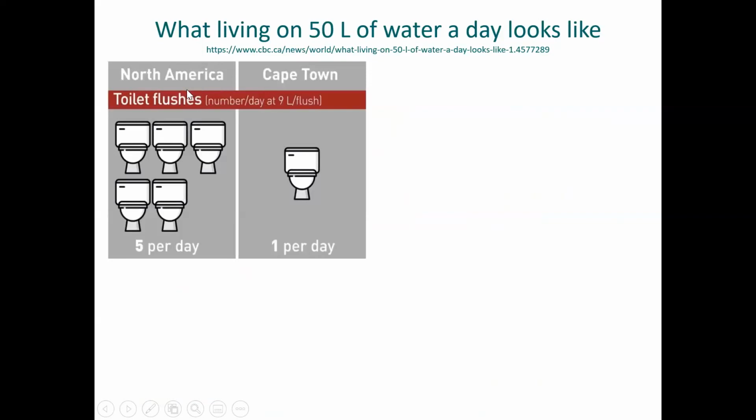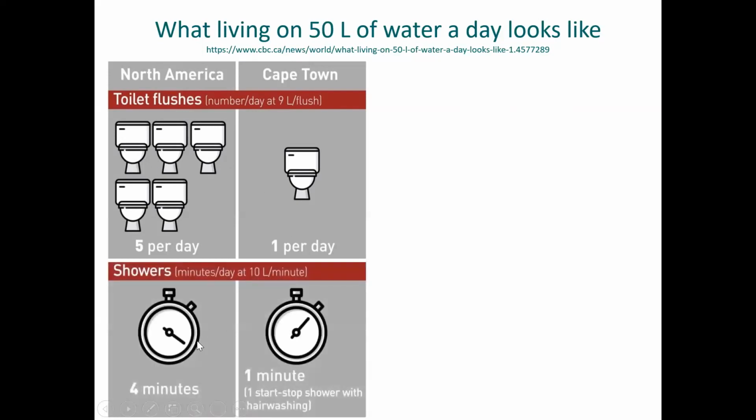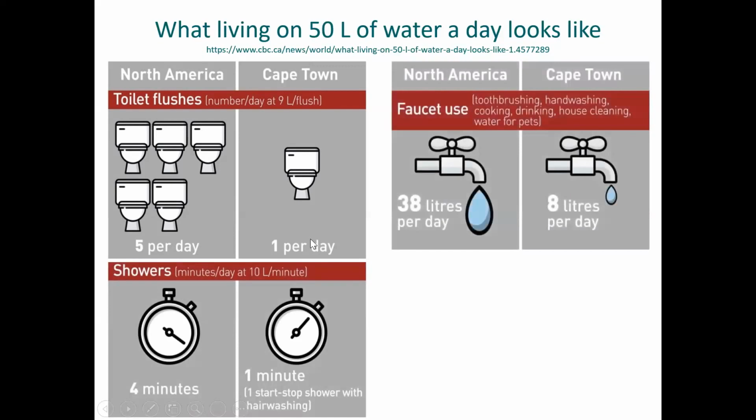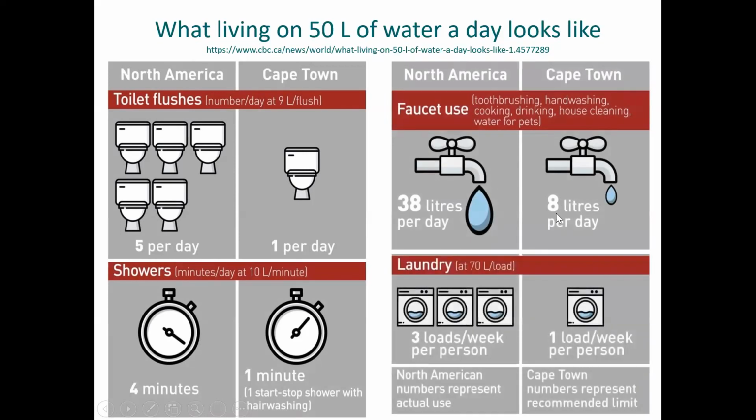Here's a comparison of a typical North American to what they were telling people to do in Cape Town. Apparently we use the toilet 5 times per day on average. Not sure if that's accurate or not. For showers, a 4-minute shower, I don't think people do 4-minute showers very often, but in Cape Town, they were saying you have to keep it to 1 minute. We're going to save water for everyone. Faucet use is 38 liters per day in Canada versus 8 liters per day in Cape Town, and then laundry.